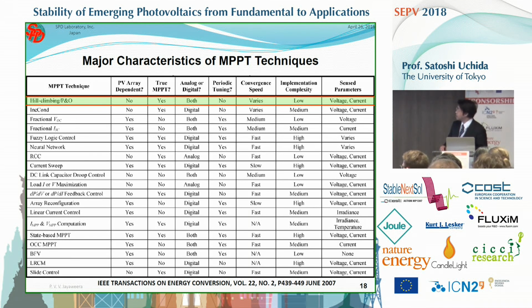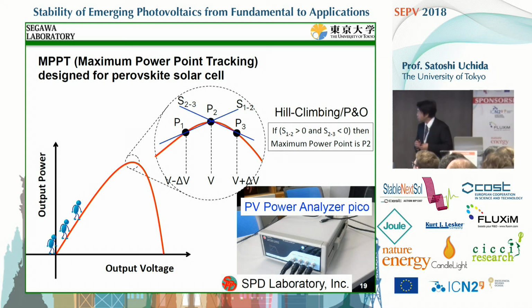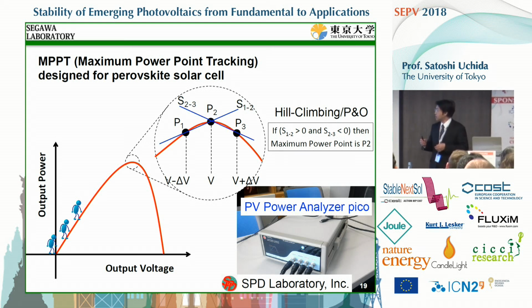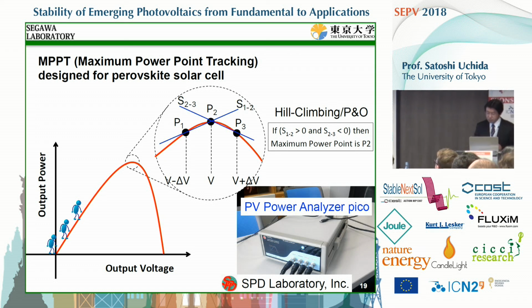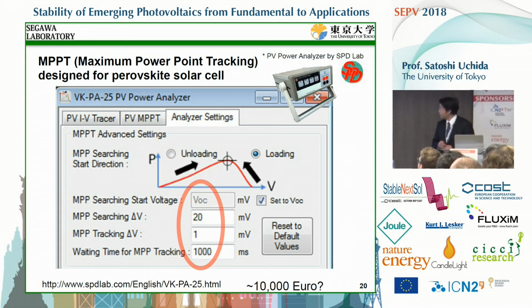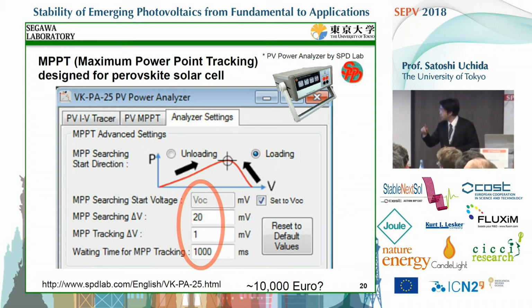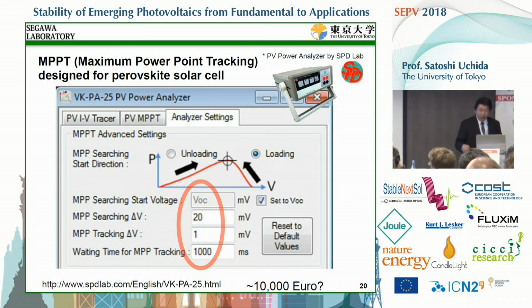And then I requested another SPD company to make such a very nice machine, a PV analyzer. The machine actively tracks the Pmax to catch the true performance. And then we can tune the four parameters: VOC, the frequencies, the intervals, and the starting voltage.